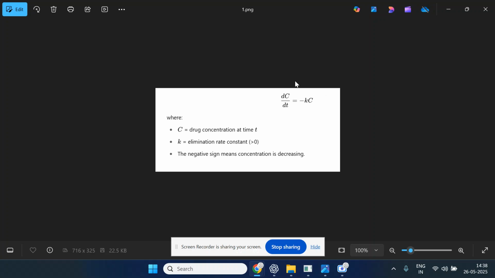It is like this because most drugs follow first order kinetics. That means their elimination depends upon the plasma concentration at that time. So C is the drug concentration at time t, K is the elimination rate constant, and the negative sign means concentration is decreasing.